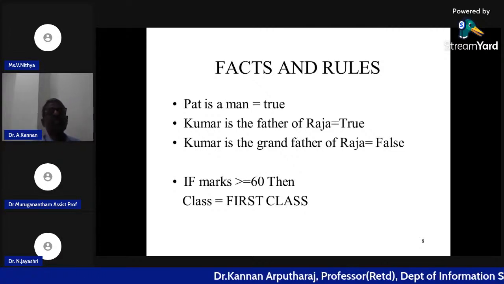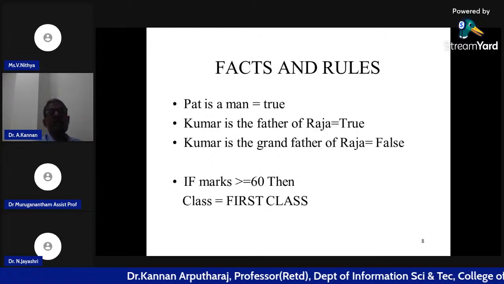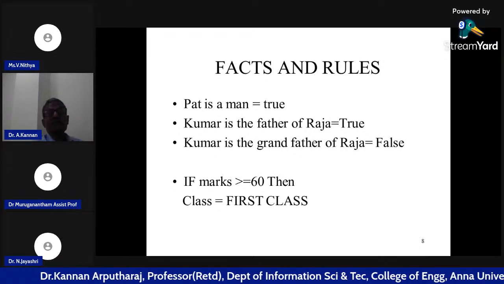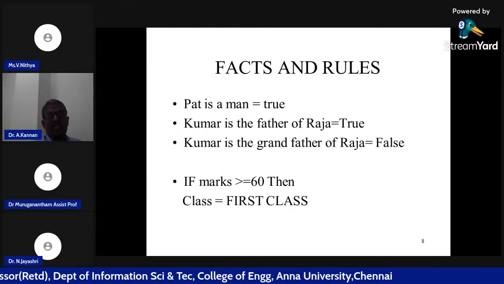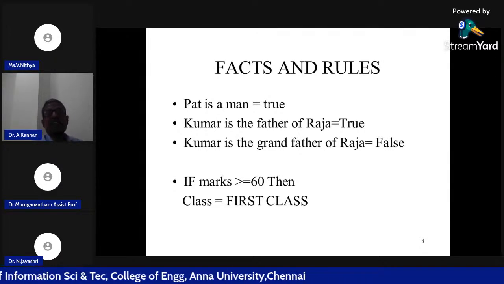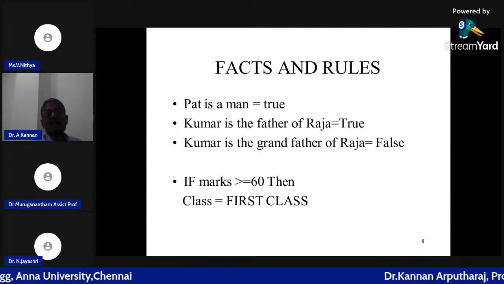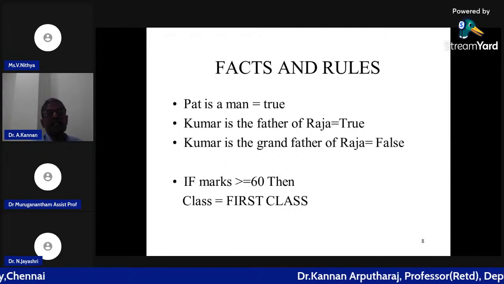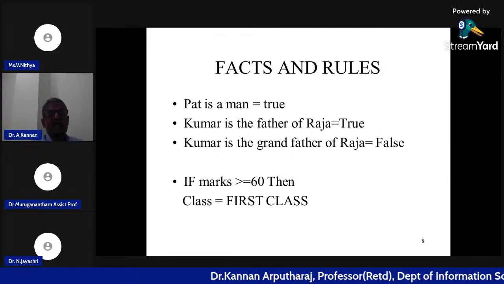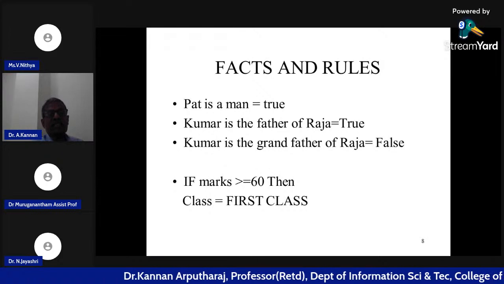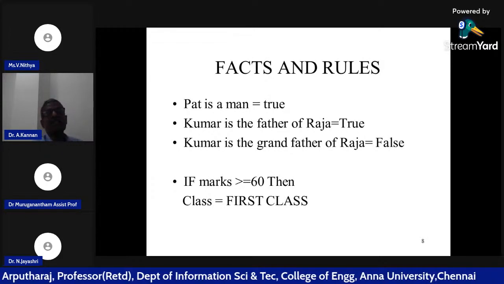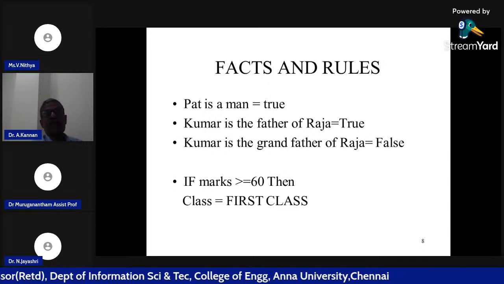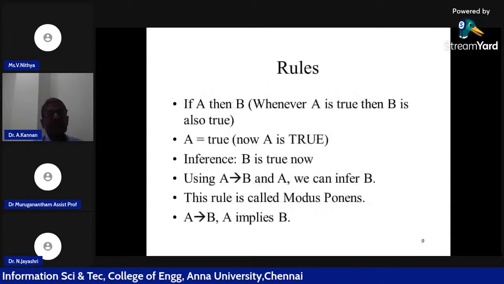For example, "that is a man" is true and it is a fact. "That is a woman" can be false. Kumar is the father of Raja equal to true. And Kumar is the grandfather of Raja, it may be false. If marks greater than or equal to 0, then class equal to first class. This is a rule. So rules are given in the form of if-then statements. Facts are given in the form of true or false statements.